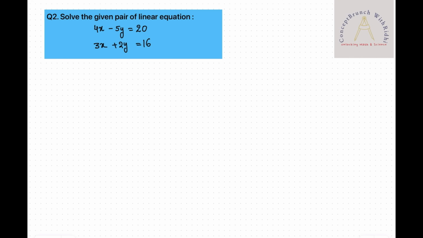Okay, so the question is solve the given pair of linear equations. The equations given for us are 4x minus 5y equal 20, and 3x plus 2y is given as 16, right? So we can solve in two ways. The first way we can solve is the substitution method. The second way we can solve is the elimination method, right? So let's do that.